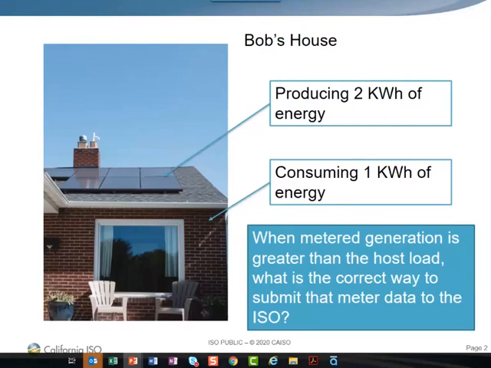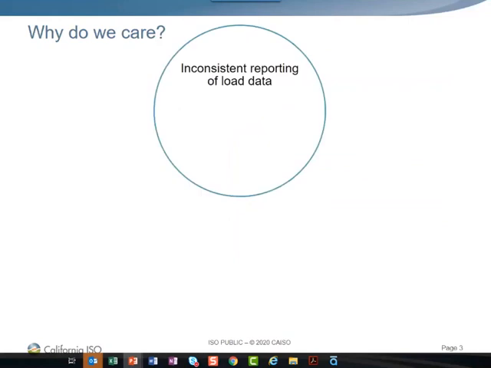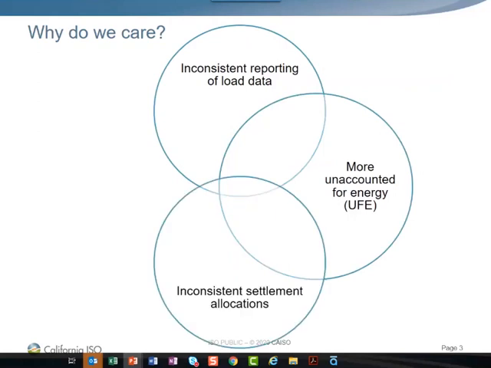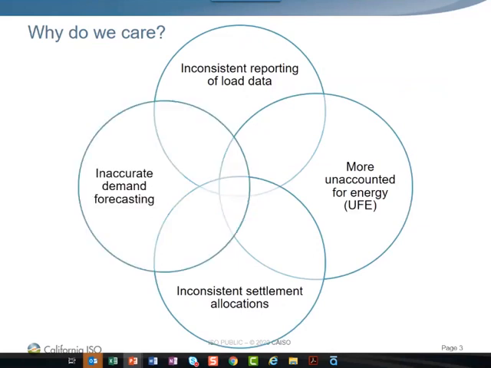So what's the big deal? Why do we even care? Well, because different SCs were doing it different ways, there was inconsistent reporting of the load data, the meter data for the load, which caused more UFE, unaccounted for energy. We did not allocate our settlement charges appropriately because we were doing it differently for different SCs. And it also caused inaccurate demand forecasting. So that's what prompted us to take a look at this and come up with this policy.